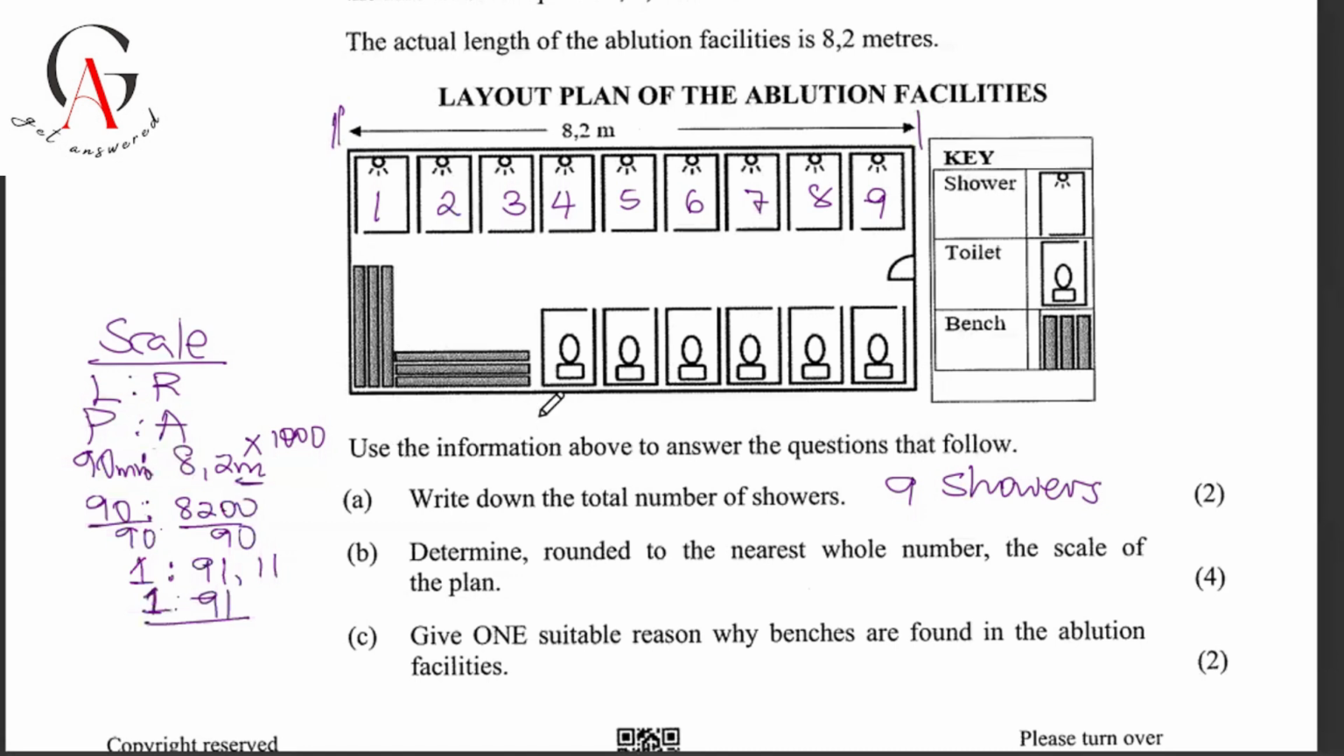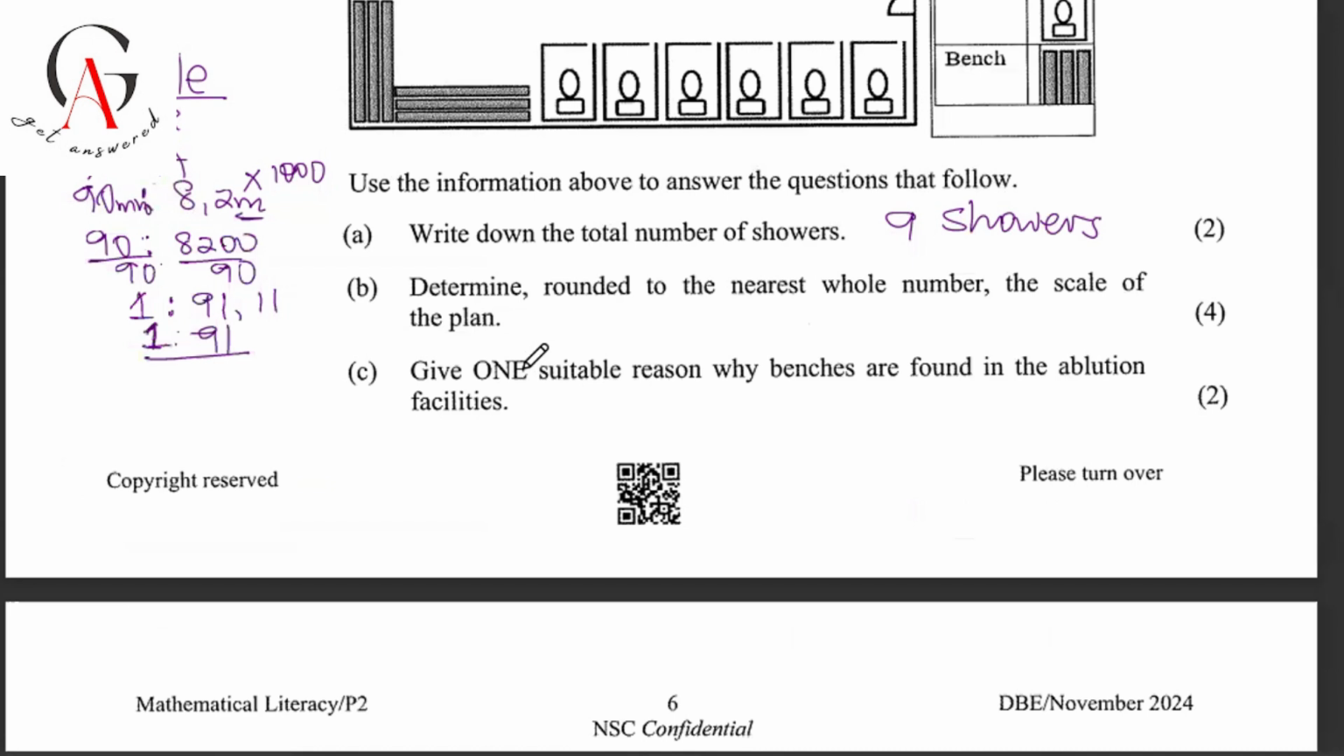All right, we go to the other question. Give one suitable reason why benches are found in the ablution facilities. One, someone might be waiting. Waiting to use, so they sit there to wait. A waiting place for any empty facility.